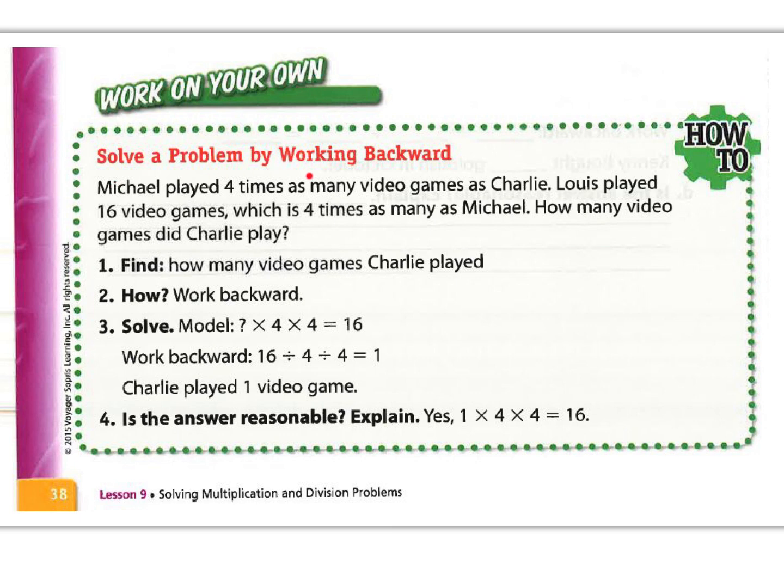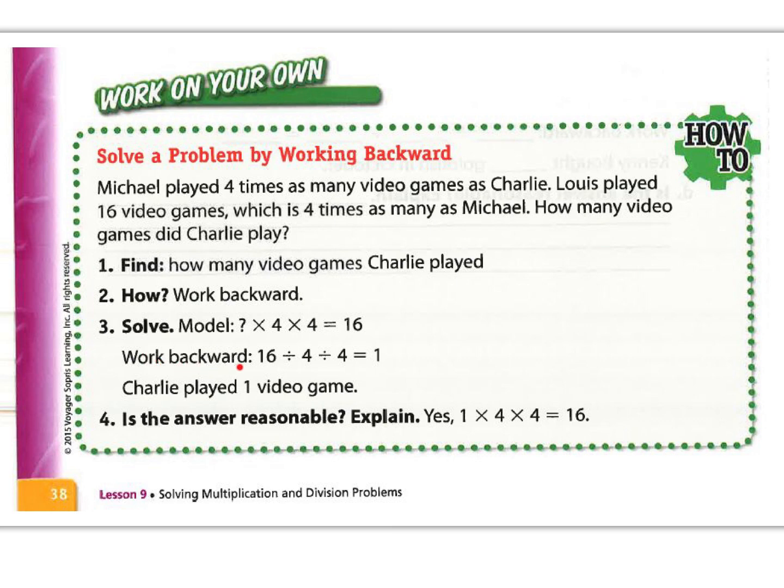Okay, solve a problem by working backwards. So Michael played 4 times as many video games as Charlie. Lewis played 16 video games, which is 4 times as many as Michael. How many video games did Charlie play? So we need to find how many video games Charlie played. How? We're going to work backward. We're going to model something times 4 times 4 equals 16.